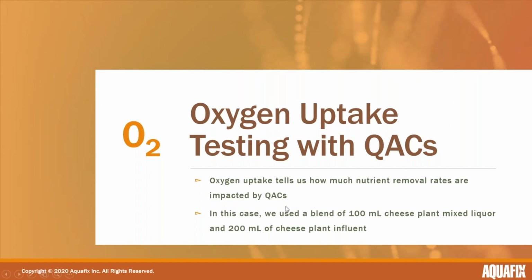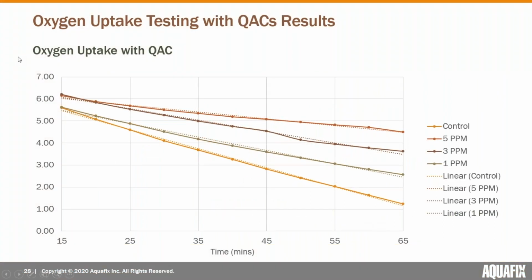Okay, so we ran oxygen uptake tests. Oxygen uptake tells how much nutrient removal rates are impacted by quats. In this case, we used 100 ml of cheese plant mixed liquor and 200 ml of cheese plant influent. This is a graph of dissolved oxygen. Bacteria use dissolved oxygen as they respirate. This is what the control looks like. You can see it's using oxygen. So the oxygen goes from about 5.5 down here to about 1.3 in the course of 65 minutes.